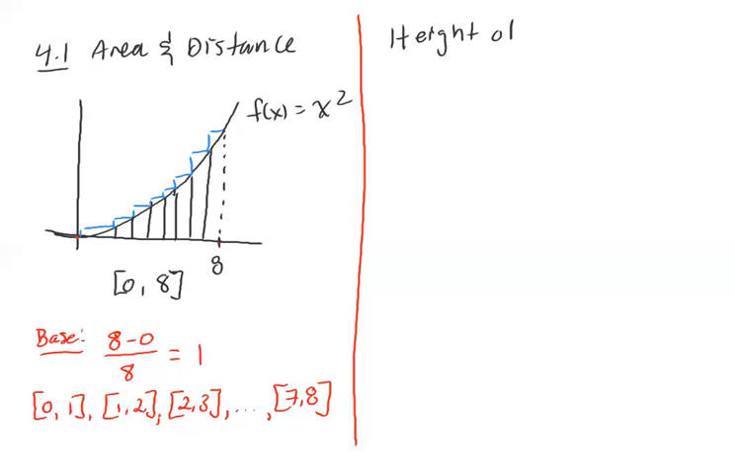The height of each rectangle is, just like we did previously, found by taking the function and evaluating it at the right endpoint. This is the point 8, 64. I'm just going to write that in general. The height of each rectangle is f of the right endpoint.